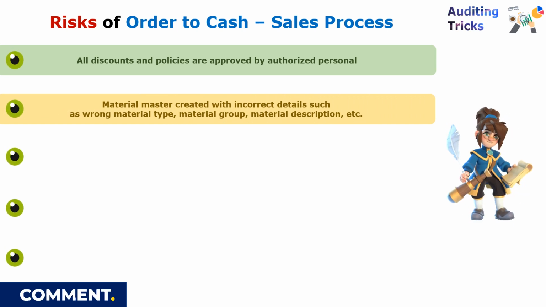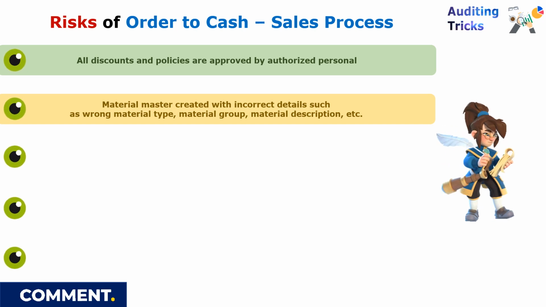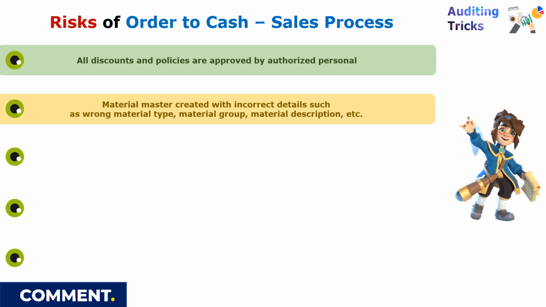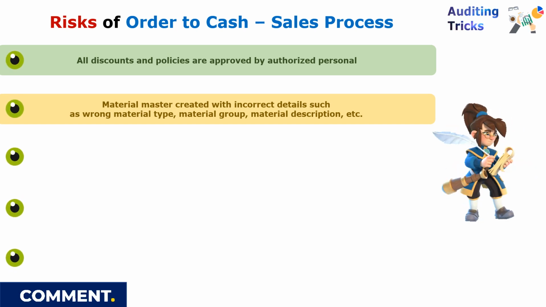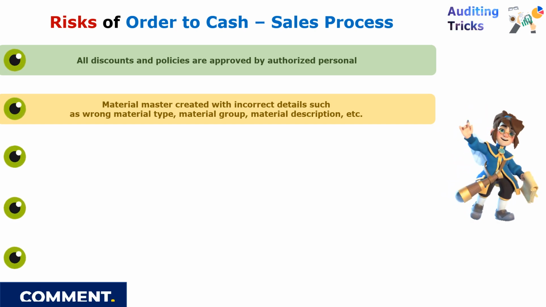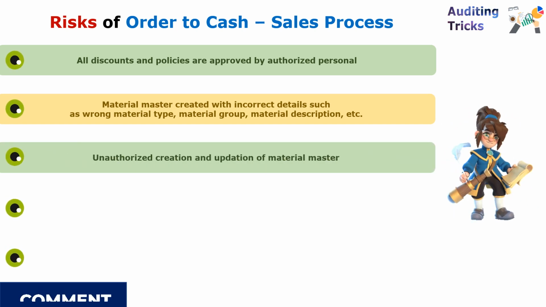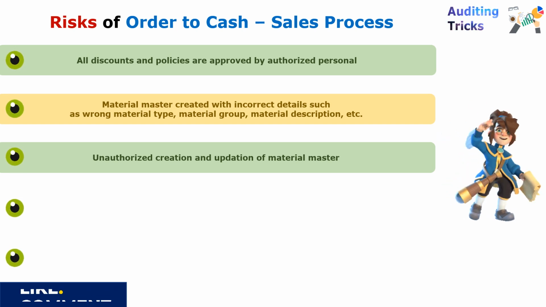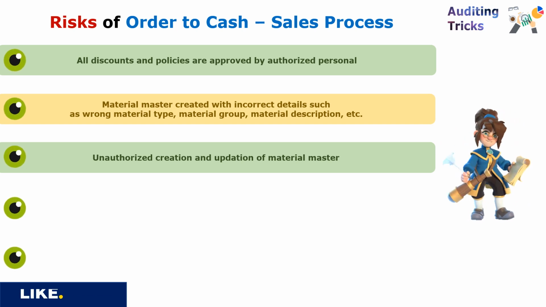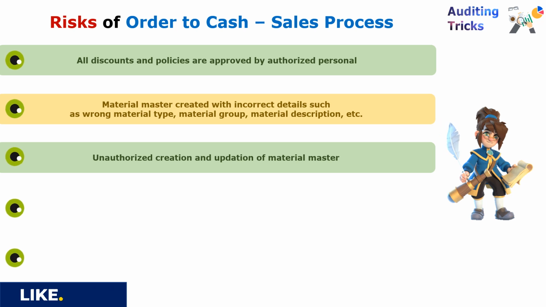The next one is related to the material master management. Here, material master created with incorrect details such as wrong material type, material group, material description, etc. could be a risk. Here we need to ensure that correct details are updated in the material master. It is not a fraud risk but can be rated as a medium risk. The next one is unauthorized creation and updation of material master. Here we need to ensure that the material master creation and updation is duly approved. It is not a fraud risk but can be rated as a medium risk.